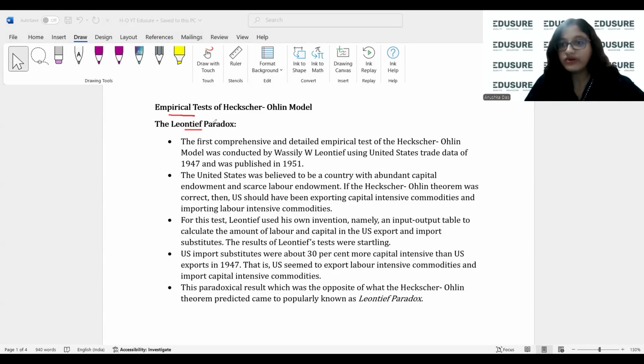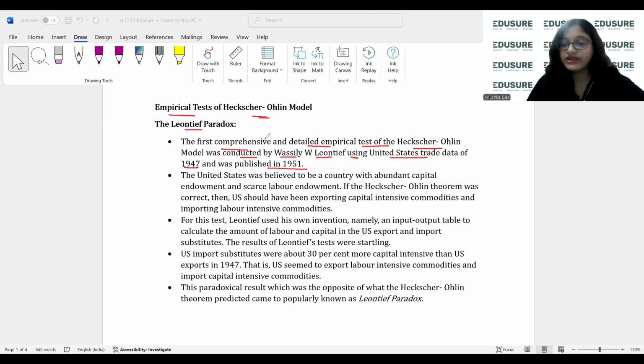The first comprehensive and most detailed empirical test of the Heckscher-Ohlin model was conducted by Wassily W. Leontief. Empirically means with the help of data. He tried to prove whether Heckscher-Ohlin holds in real life scenarios or not. He used the United States trade data of 1947 and published his report in 1951. In some books and articles you will find this to be 53, so basically the 1950s, 51 to 53. In the 1950s, the Leontief paradox came into being.